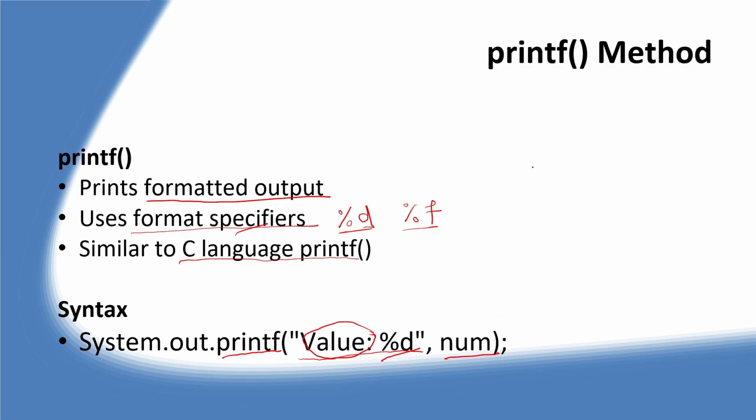So the output will be: it will print value colon, and let's say num value is 10, it will print 10. So this is a format specifier.